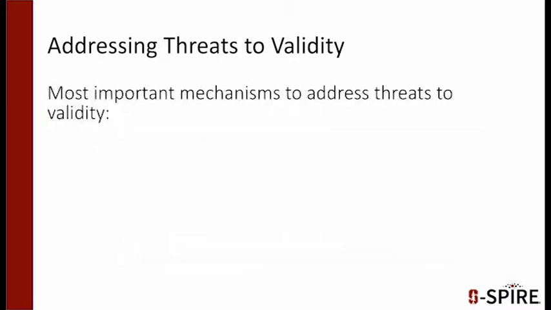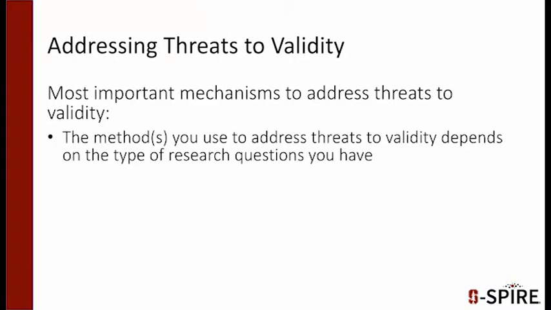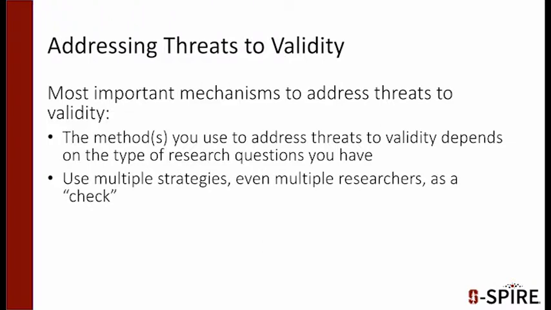So the most important thing to consider when planning your qualitative research study is that you really want to build in these mechanisms of addressing threats to validity based on the research question that you have. So the mechanism itself should match how you're addressing the research question. Use multiple strategies. Don't use just one of those strategies. Even having multiple researchers on your staff or on your team is good for a check.